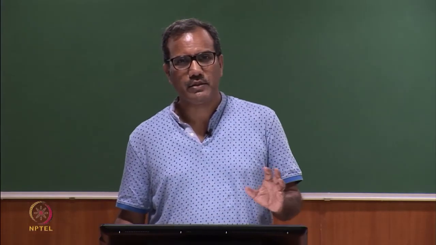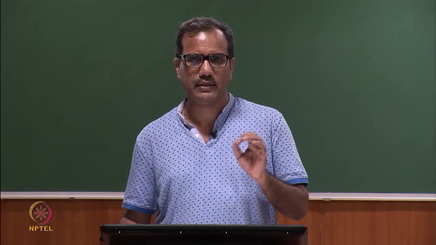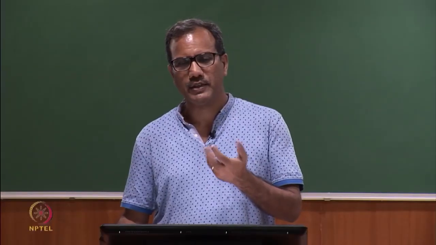For a multi-electron system, we need to understand two different concepts. One is called configuration and the other is state. Configuration describes the way in which the electrons are distributed among various orbitals. For example, in the case of carbon, the 1s orbital has 2 electrons, the 2s orbital has 2 electrons, and the 2p orbital has 2 electrons. This is known as the configuration. But state is different. A configuration may give rise to more than one state. For example, 1s2 2s2 2p2 can give you more than one state of carbon, and what we generally get is three electronic states of different energy.